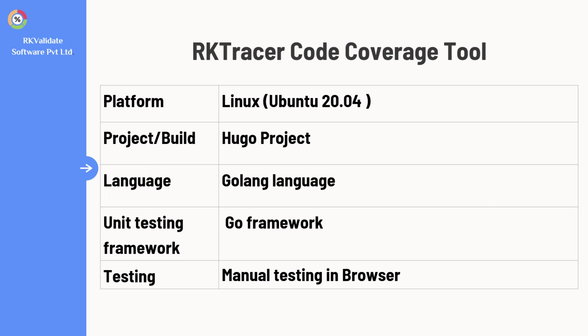In this video, we're going to learn how to generate code coverage using the ArcTracer code coverage tool when we do manual testing of an application in the browser using the following environment. We're going to use the Hugo project and build it on a Linux machine, and the programming language is Golang. For this project we don't have unit test framework test cases, but we also support Go framework test cases. We have a separate video, you can go ahead and watch that. And for testing, we'll manually test the application in the browser.